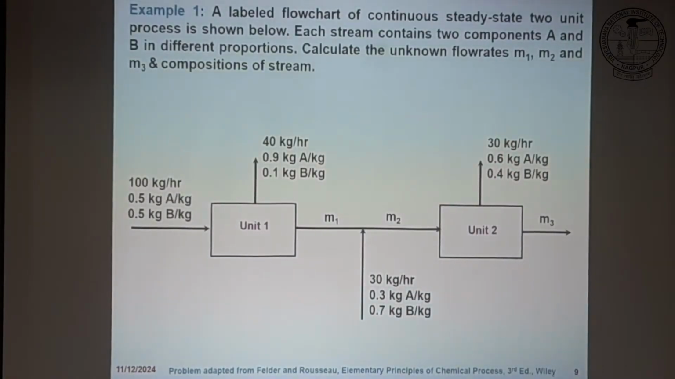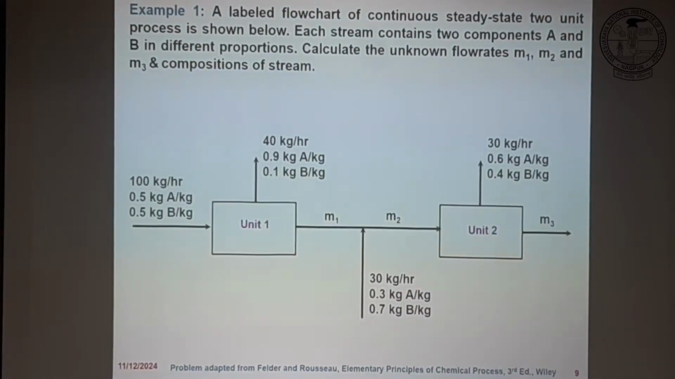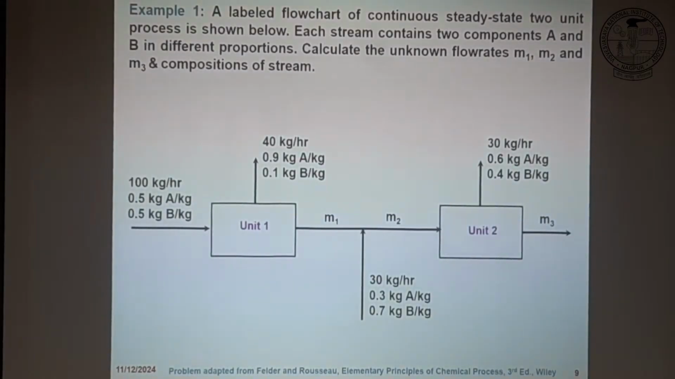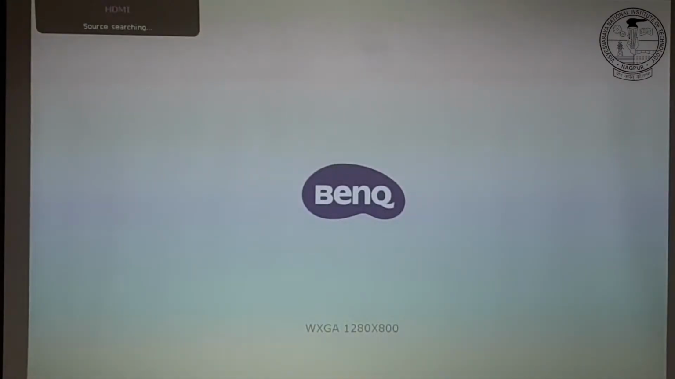So first of all we have to make a material balance. We have to choose the point where all the information is provided. So what do you think, which point we have to choose? How many points are there across which we have to make a material balance?